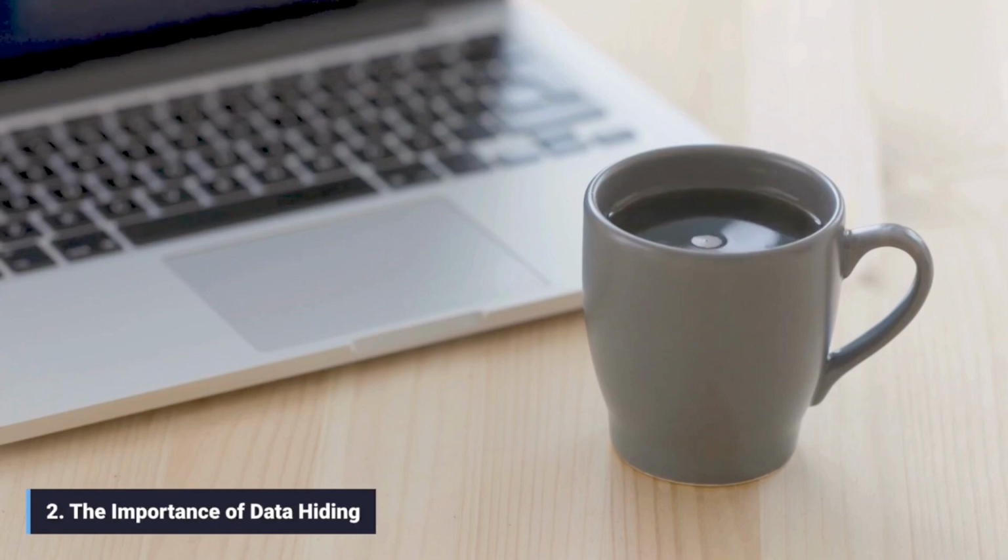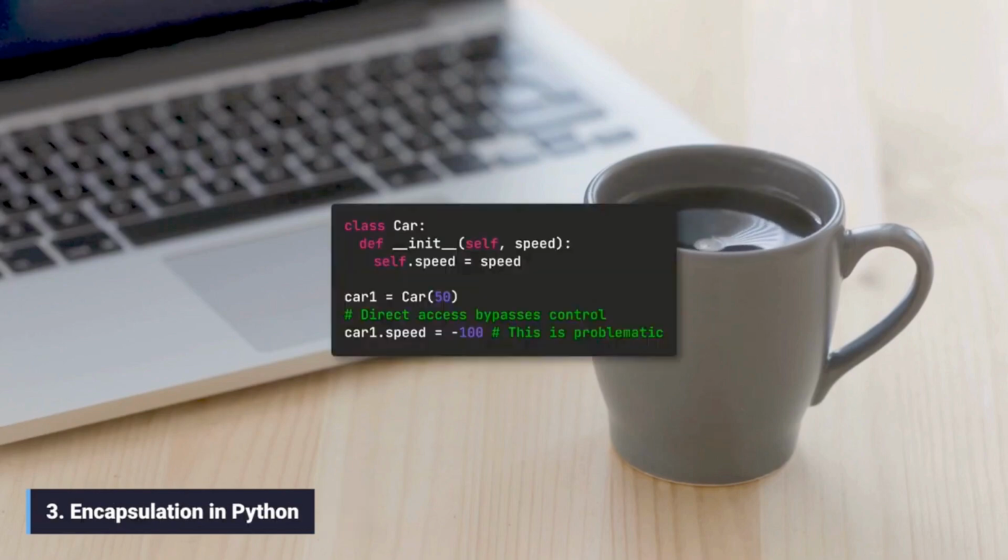2. The importance of data hiding. Data hiding prevents external code from directly accessing and accidentally corrupting an object's internal state. For instance, if a student object has a GPA attribute, we don't want external code to set the GPA to a negative number or a letter. By hiding the data and forcing access through methods, we can add validation logic, ensuring the object always remains in a valid state.